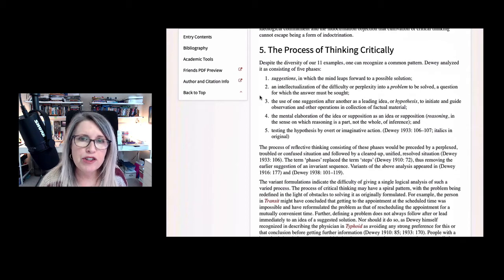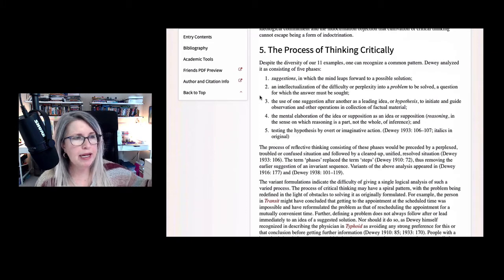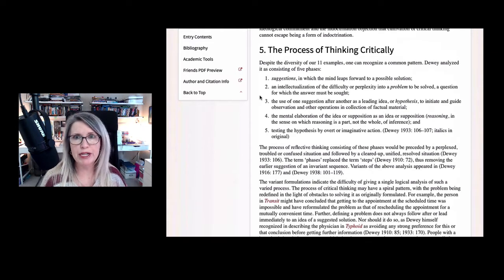The use of one suggestion after another as a leading idea or hypothesis to initiate and guide observation and other operations and collection of factual material.